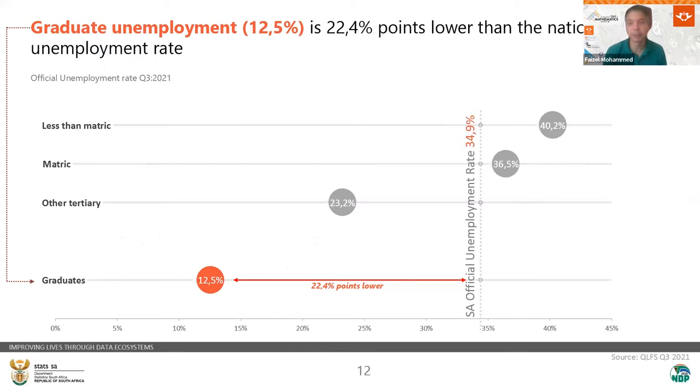Unemployment rate of 12.5% versus the national average of 34.9%. If you don't have matric, it's 40.2%. Those numbers tell the story of our country, but they also tell the story of further education. Education pays, education pays, education pays. We can see it in the numbers. We see it in all our numbers that we show. Education pays. And by learning further, you get there.